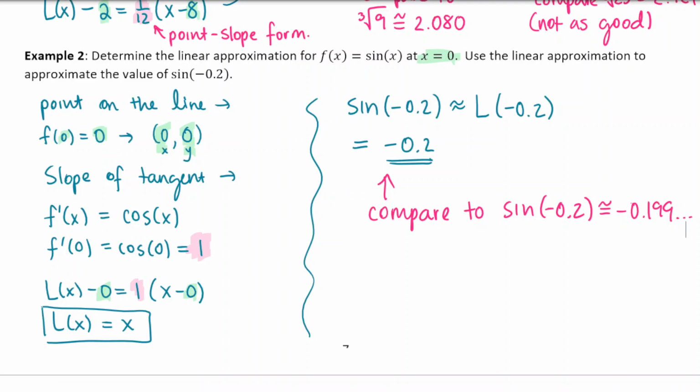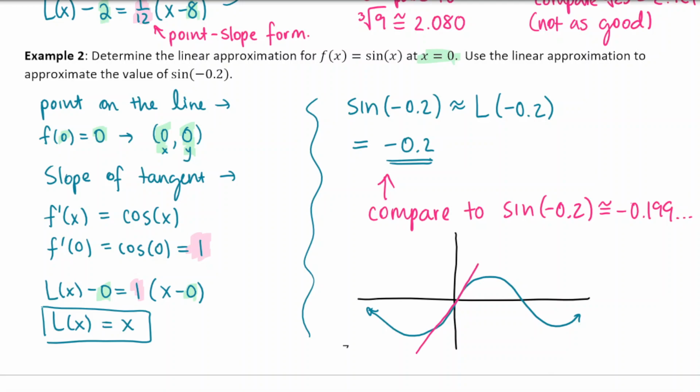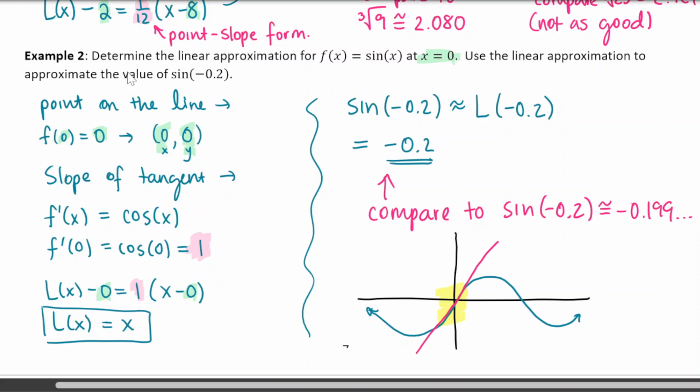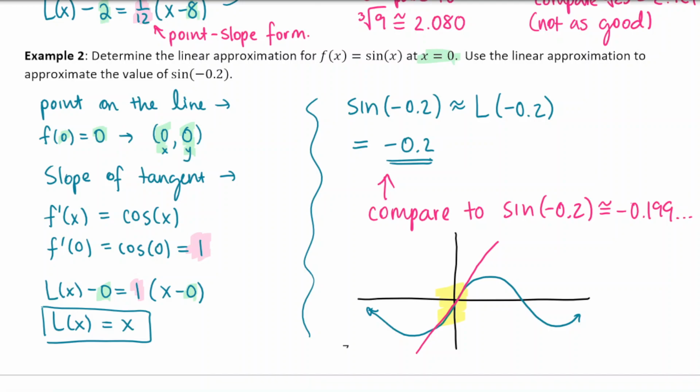If you draw the graph, you can see why. So the graph of sine x looks something like this, right? And then the linear approximation is just y equals x. It looks like this. So you can see in this region near 0, the two lines pretty much lie on top of each other. It's a pretty good approximation near x equals 0. All right, so that's the end of the lesson.